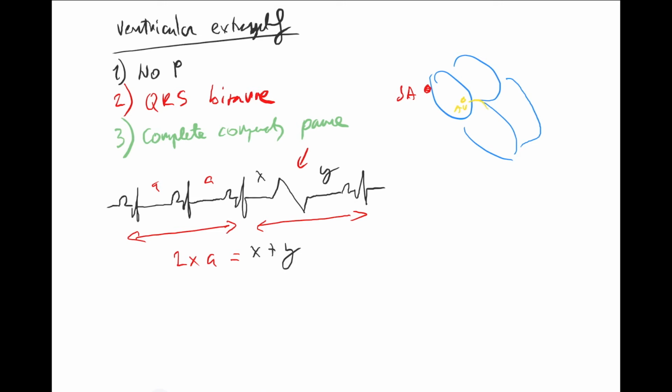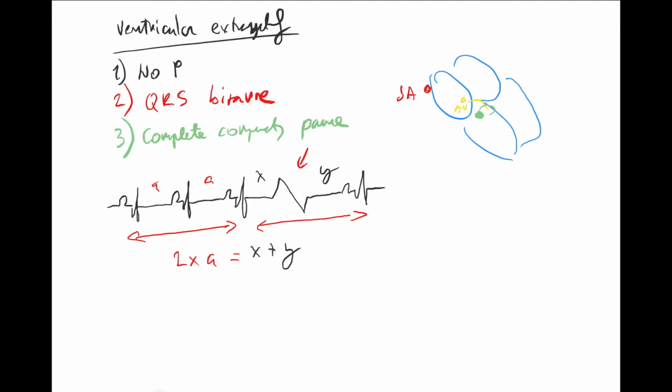Over here, this is from the SA node, normally. It first starts here, sends it here, and then it goes the normal way. Again, the SA node starts a normal QRS complex. And now what happened over here? Well, some naughty cells discharged the ventricles earlier. So before the discharge from the SA node could reach here, the ventricles were already discharged.